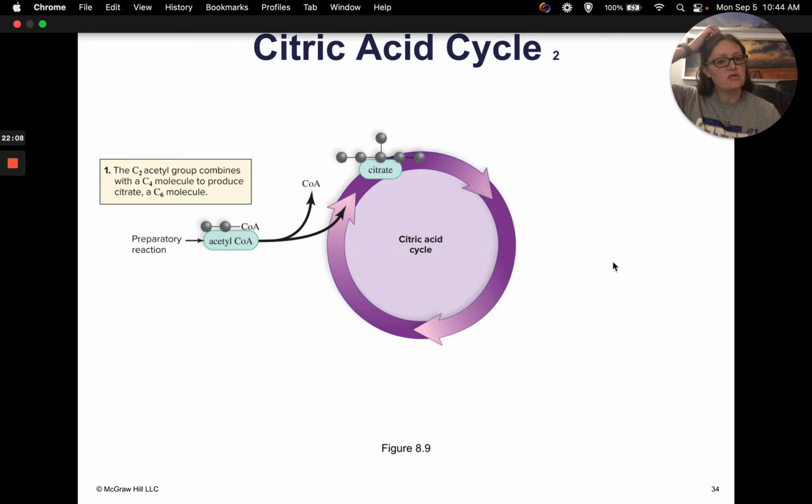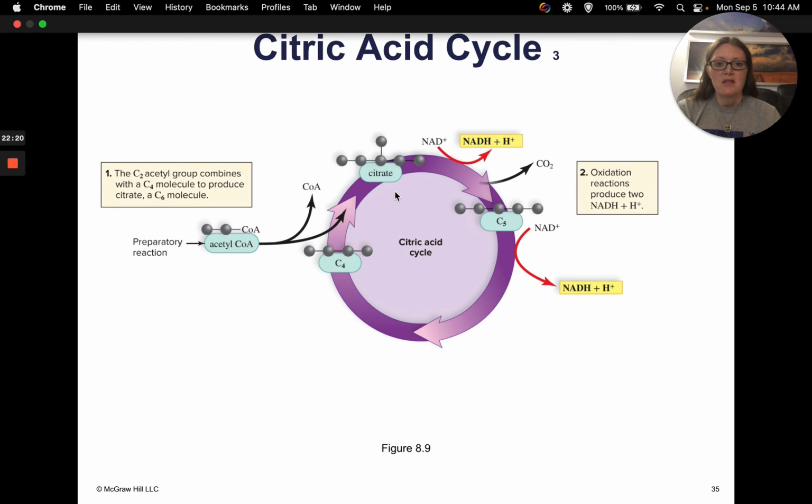So here's how the citric acid cycle works. We have the acetyl-CoA coming in, because that was from that intermediate, that middle step, and it's coming into our cycle, and it's going to form something called citrate. Then we have those NADHs that are formed. So here's an NAD+, and it's going to make an NADH. And then our carbon dioxide being released.